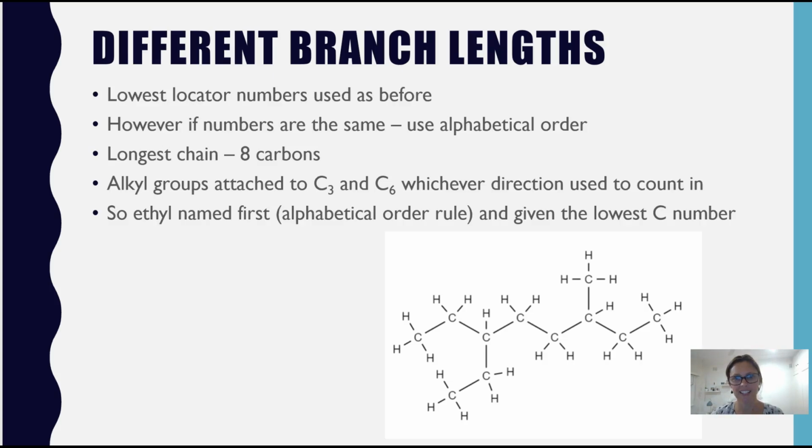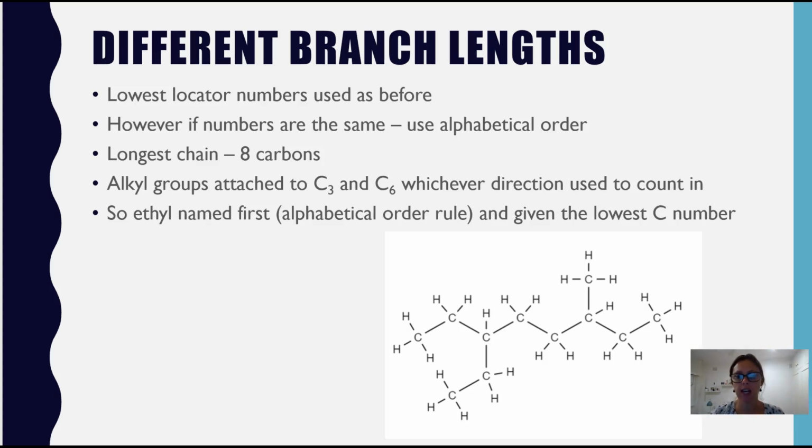So let's add the next layer of complication. What if we've got different branch lengths? What if we've got a methyl and an ethyl? What do we do then? So again, we need to use our lowest locator numbers as we've done before. So what carbons are they on, and then the lowest. But if the numbers are the same, we have to use alphabetical order. So if I've got a methyl and an ethyl, our ethyl will come first. So let's have a look in this example.